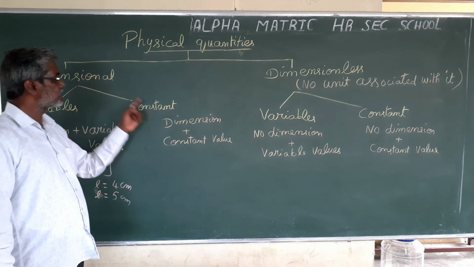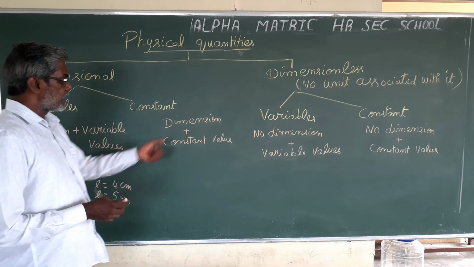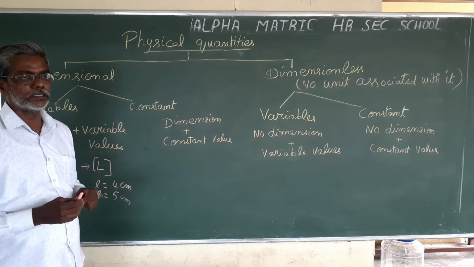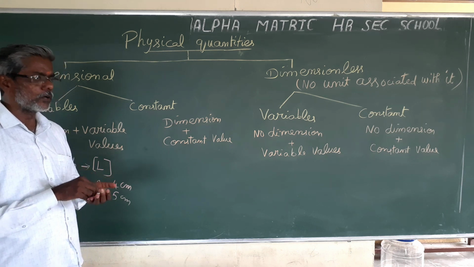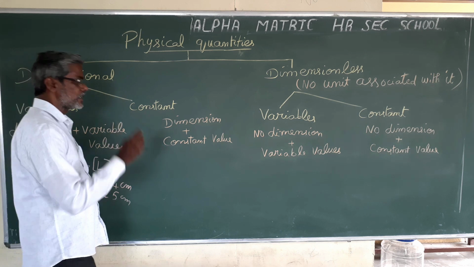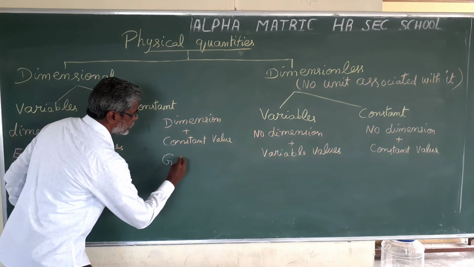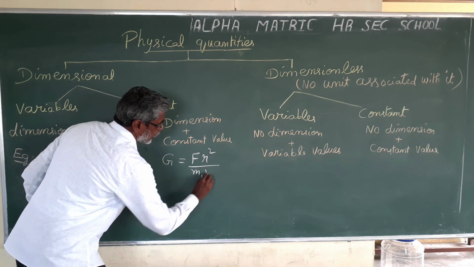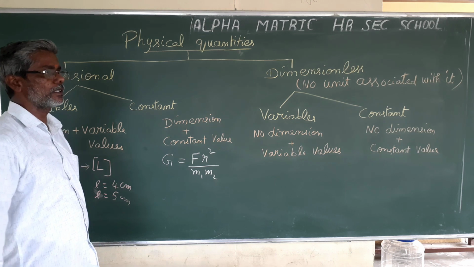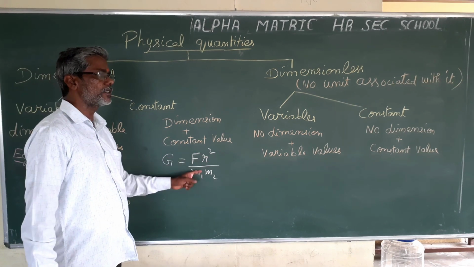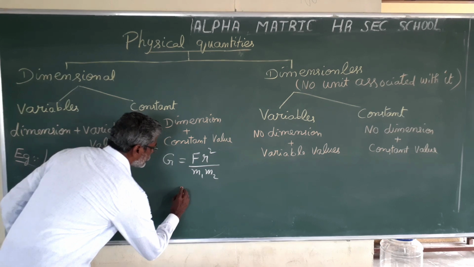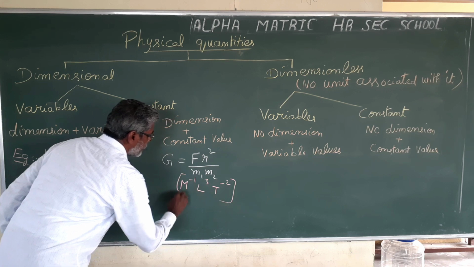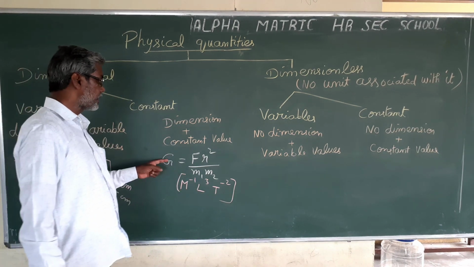Now we will go for dimensional constant. That is dimension plus constant value. Examples: gravitational constant, Planck's constant, etc. Now we will see the gravitational constant. G is equal to F R square by M1 M2. This is the formula for the gravitational constant. If you substitute the dimension for each term, finally we will get M⁻¹L³T⁻². This will be the dimensional formula for the gravitational constant.